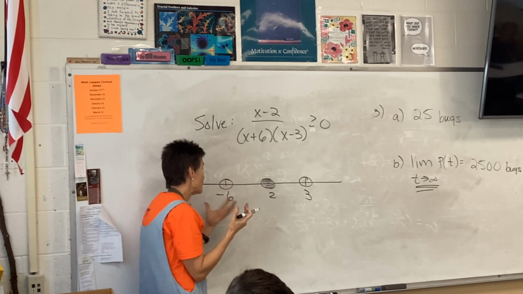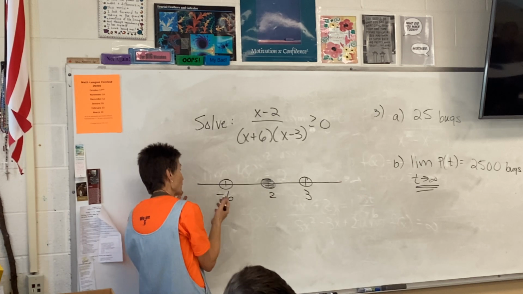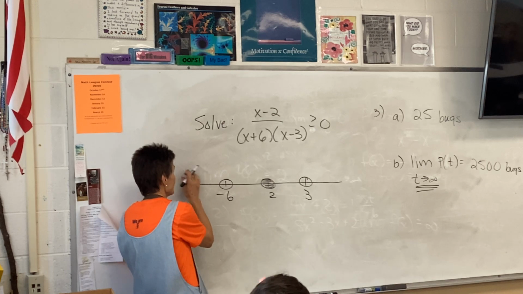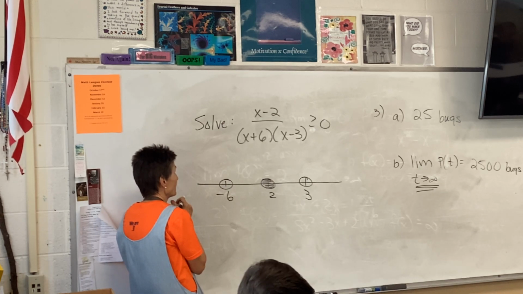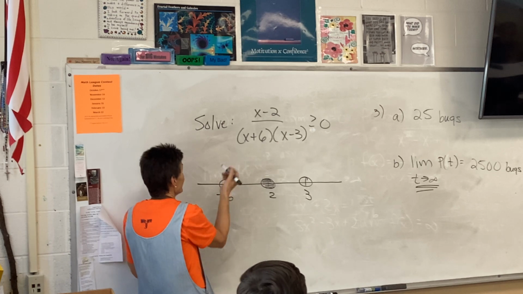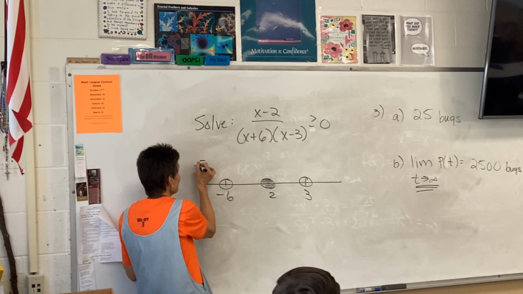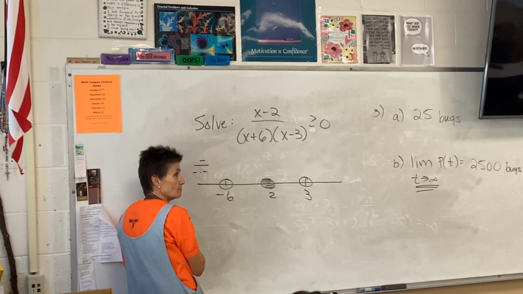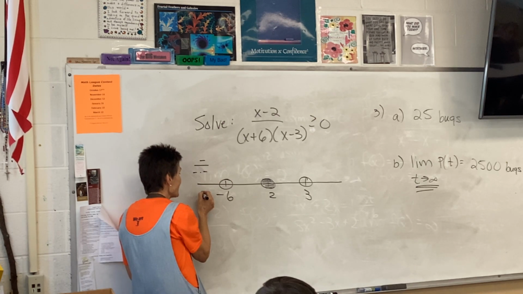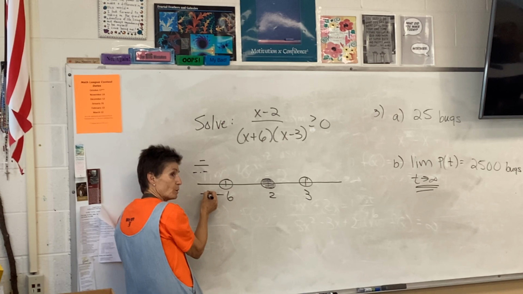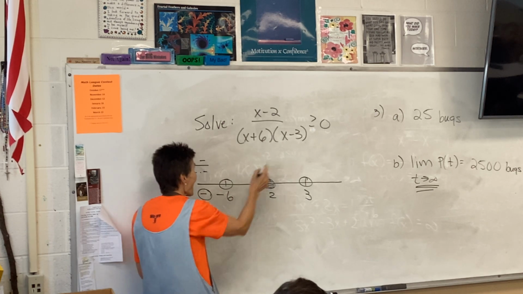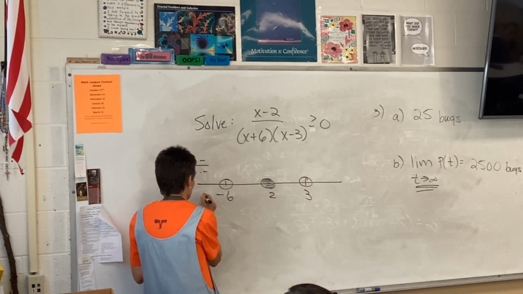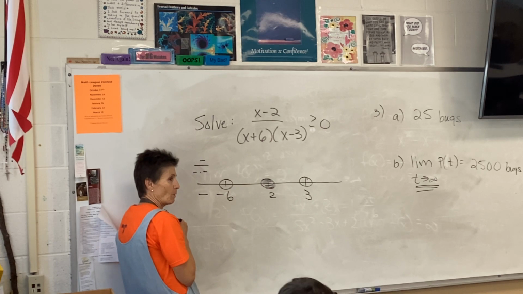All right, so now we do what we always do. We pick a number in each region. We're going to show our work. We're just going to determine whether I get positive or negative outputs. So if I put in a -7, I'm going to have a negative over a negative times a negative. That gives me a negative output. Would you agree? I get a negative output, but that isn't what I want.